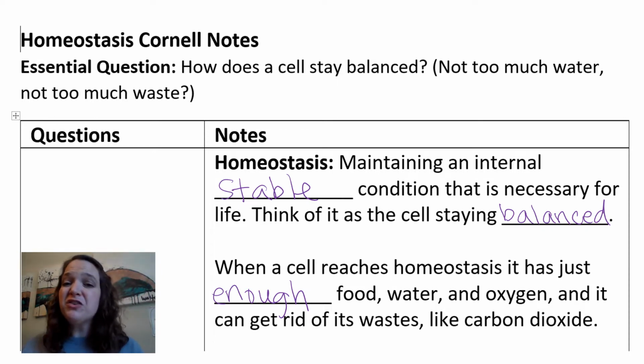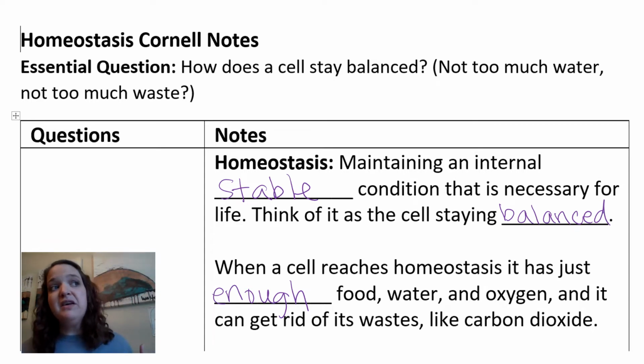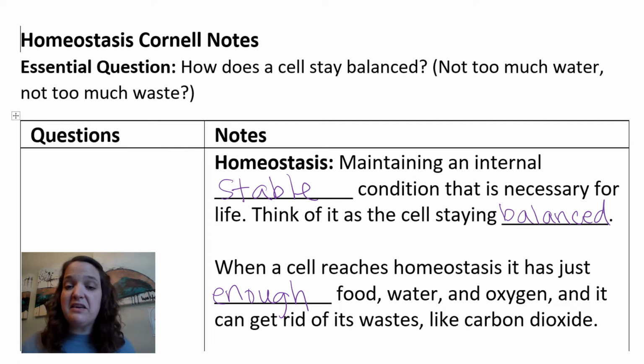So there are certain things that cells need to take in, like food and water and oxygen. Those are three materials that cells need to have. And if they don't have enough of those things, then the cell isn't going to survive. It's going to die. And the other way around, there are things that the cell needs to get rid of, like carbon dioxide, and if it doesn't get rid of those things, same thing, the cell's not going to survive. So those are some things that the cell needs to have just the right amount of in order to survive and maintain homeostasis.